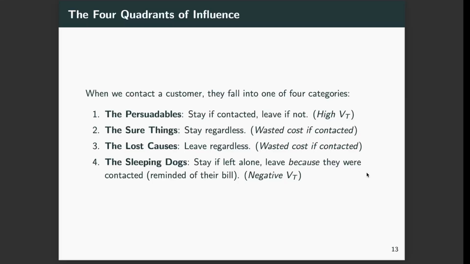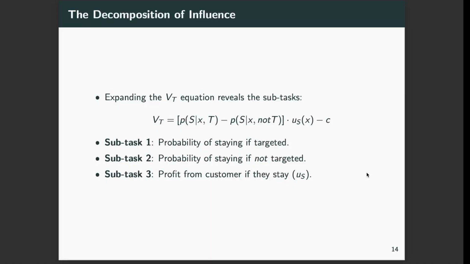Level 3 thinking, through the value of targeting framework, is designed precisely to identify the persuadables and target only them. Now let us do the full mathematical decomposition of the value of targeting formula. This is the centerpiece of the Level 3 analysis, and I want you to see every piece of it clearly. We expand the V_T equation.